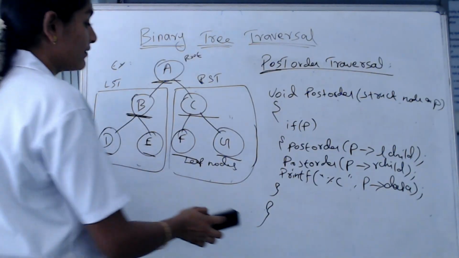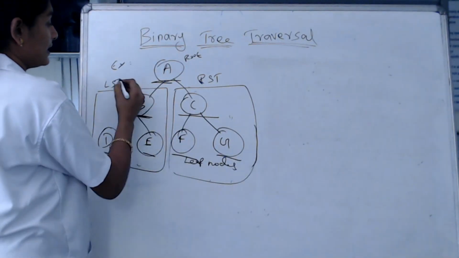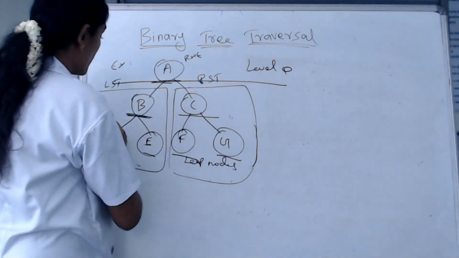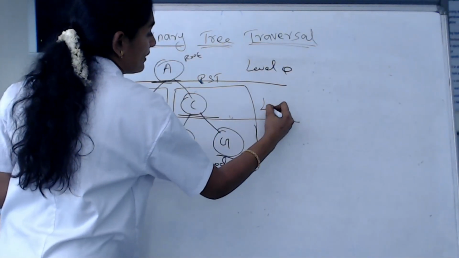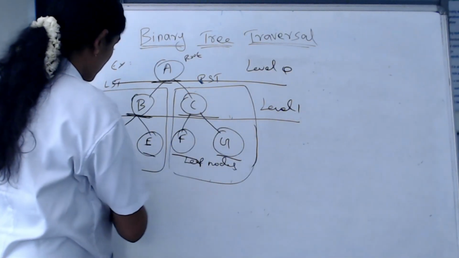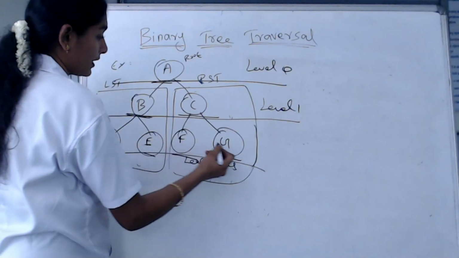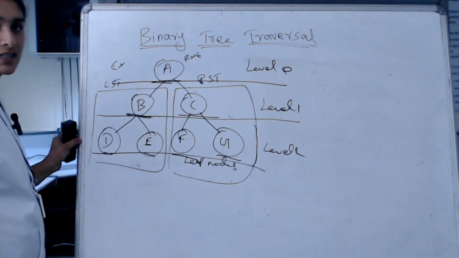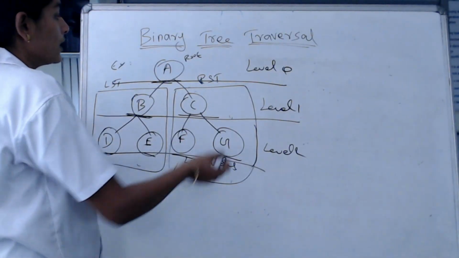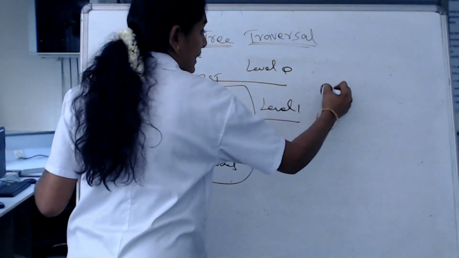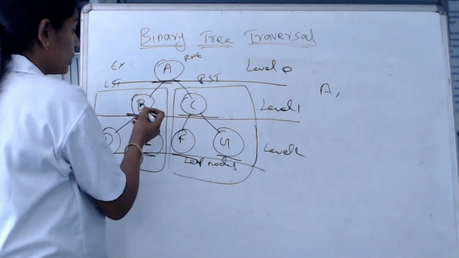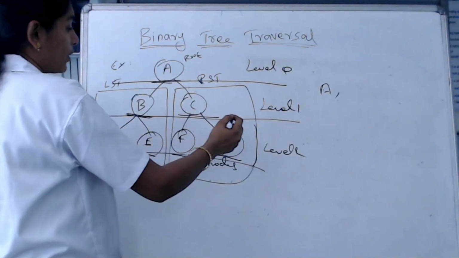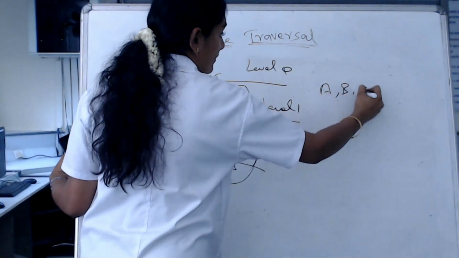Okay, next one is level order traversal. Yes, see here, node A is present in level 0, B and C are in level 1, and all the leaf nodes D, E, F, G are present in level 2. Yes, level order traversal means level by level output. So see here, in level 0, node A is present. In level 1, both node B and C are present. So we have to follow the left to right order. So write B first and then write C.